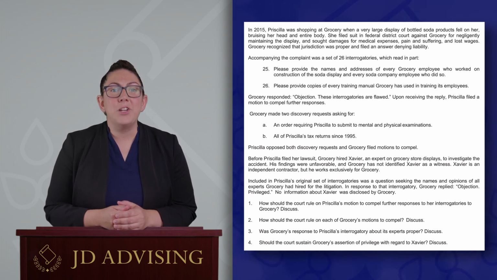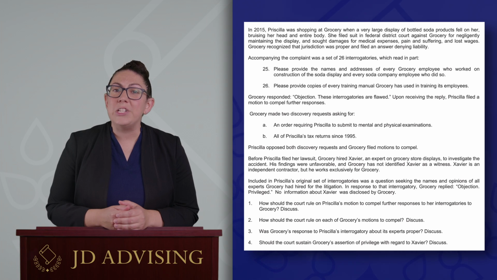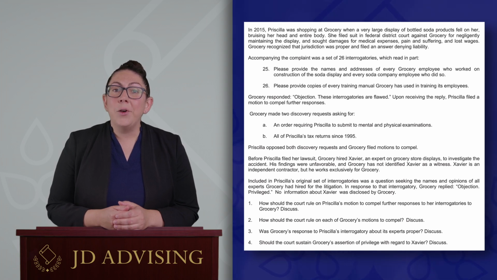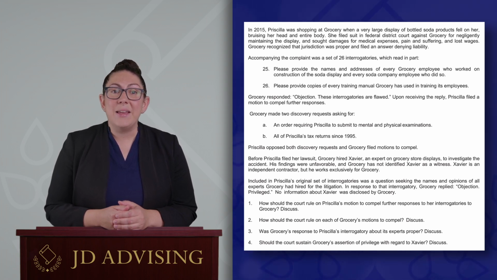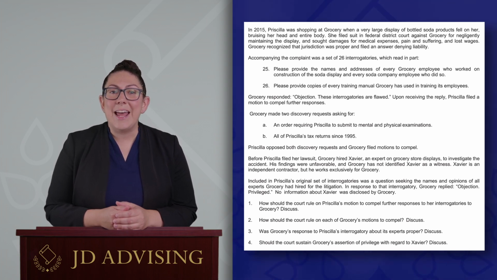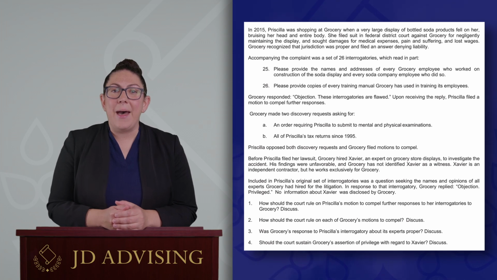Grocery responded, objection, these interrogatories are flawed. Upon receiving this reply, Priscilla filed a motion to compel further responses. Grocery made 2 discovery requests asking for A, an order requiring Priscilla to submit to mental and physical examinations, and B, all of Priscilla's tax returns since 1995. Priscilla opposed both discovery requests, and Grocery filed motions to compel.